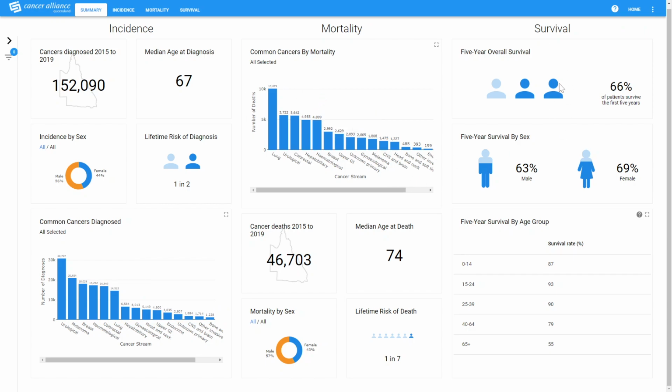And then moving over to the survival pane, you can see we've got 5 years survival represented here, and then it's broken down by sex, males and females, and also shown by age group.